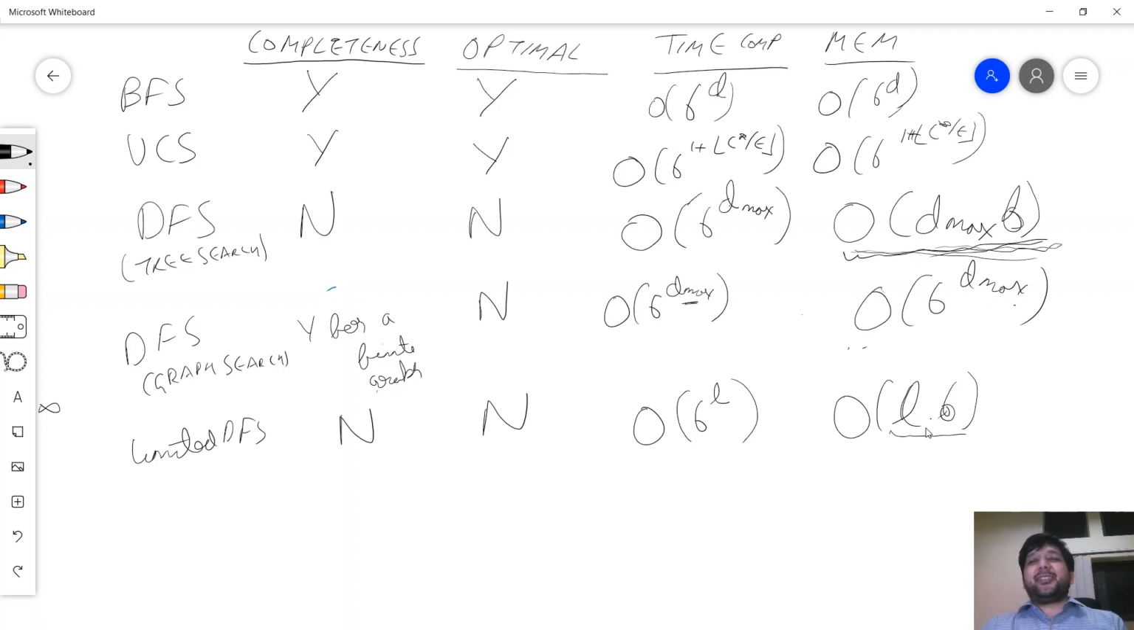L is what? Limit 100, 200, 250, b is 4. You'll never run out of memory. It will require a humongous amount of time, but I didn't get what I was looking for, completeness and optimality.